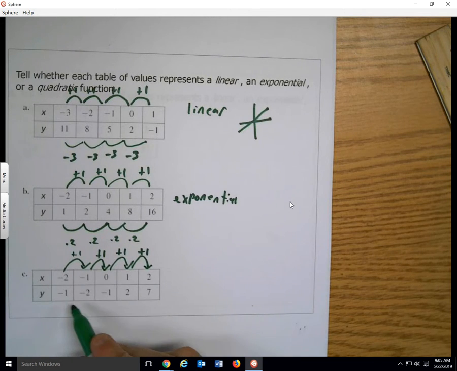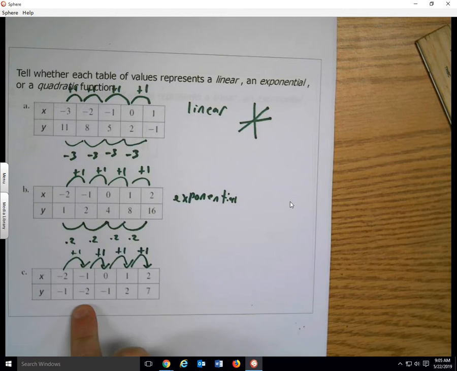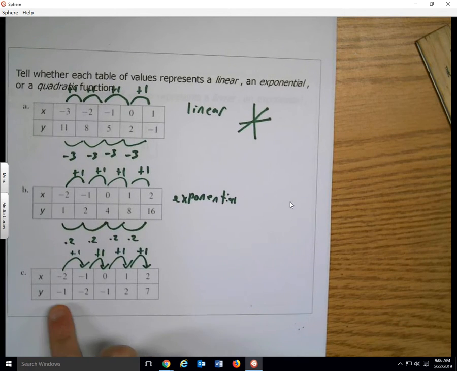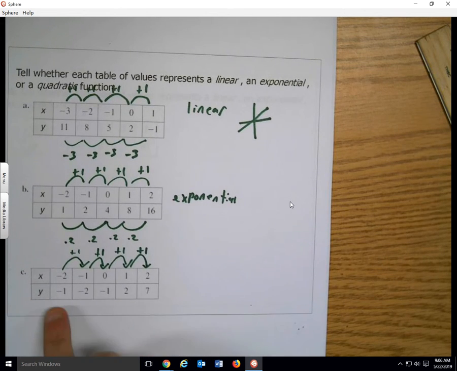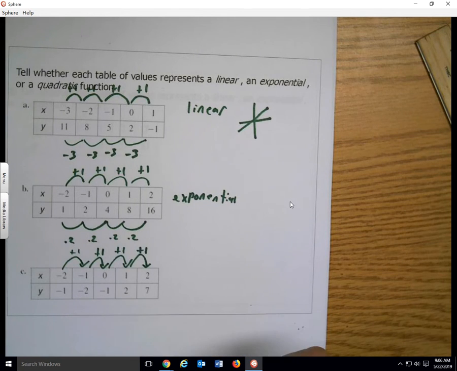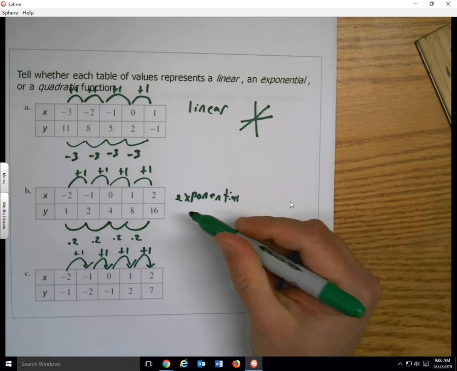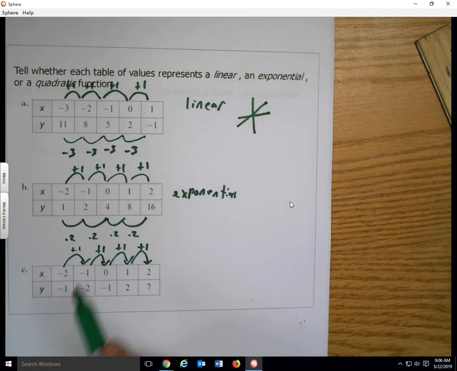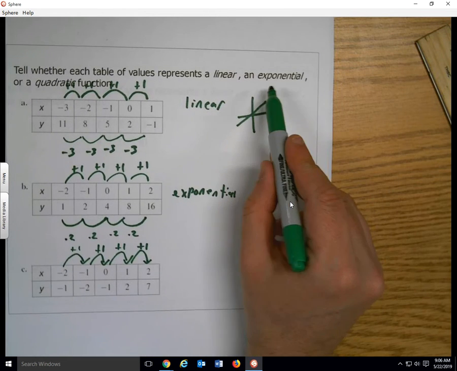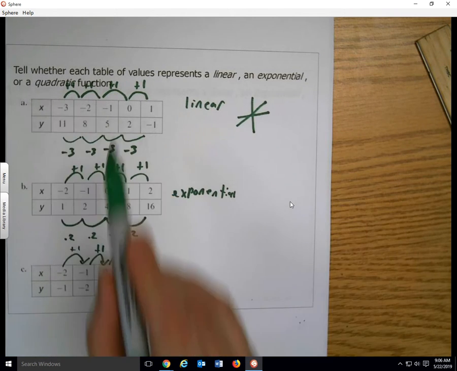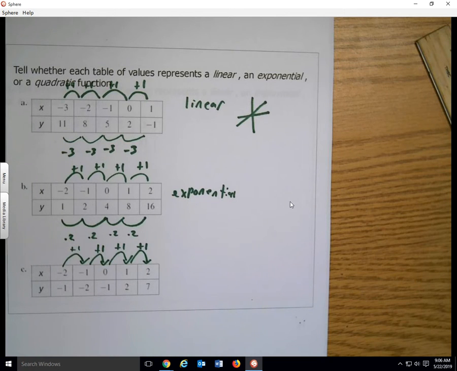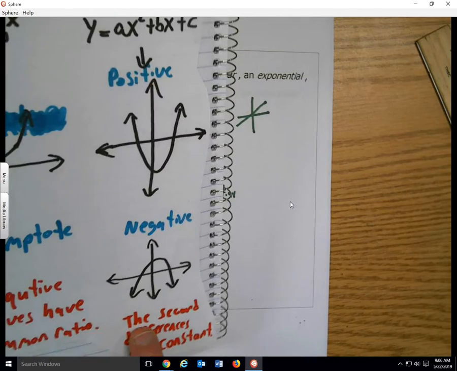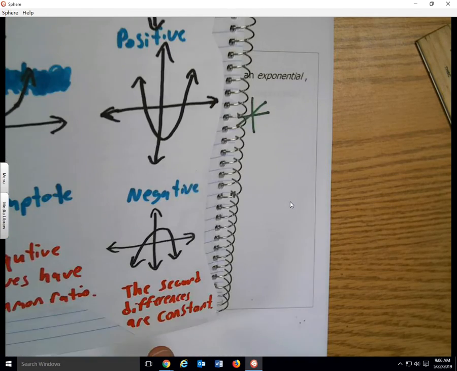So it doesn't look like we're multiplying because it goes -1, -2, -1. If I were multiplying by the same number, it wouldn't be going up and down and up and down. So we can rule out the multiplication. We know it's not exponential. It's not linear either because we're not decreasing by the same amount. So that would lead us to think it's quadratic, right? But remember, to find quadratic, we need to find that the second differences are constant.